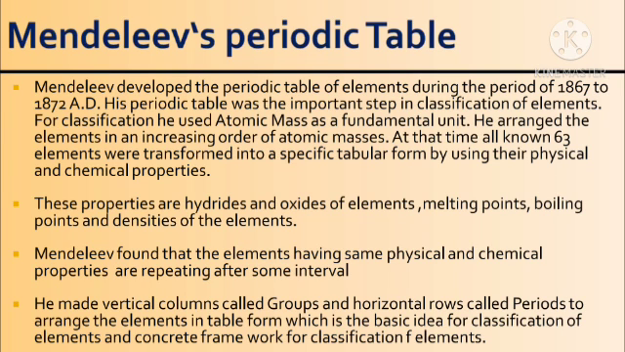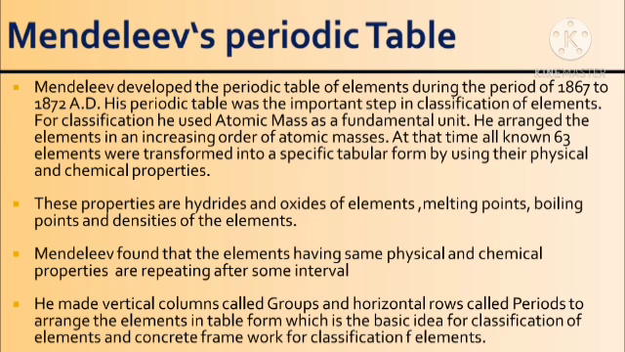Mendeleev found that elements having the same physical and chemical properties are repeated after some interval. That means when he arranged the elements in increasing order of their atomic mass, he found that some properties of elements were repeated as he went on to the next step. The properties repeat again and again after some interval.